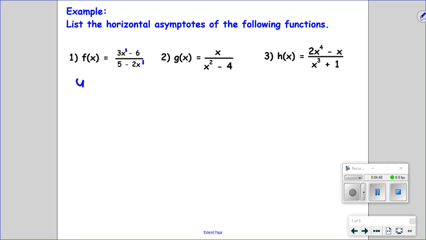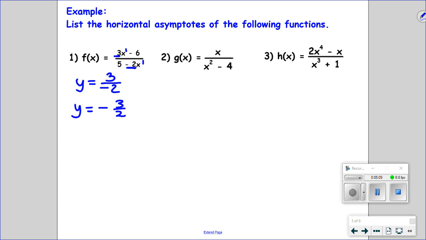That means that the horizontal asymptote is the quotient of the leading coefficients, so 3 divided by negative 2. Of course, you could write it as y equals negative 3/2. That is the equation of the horizontal asymptote.